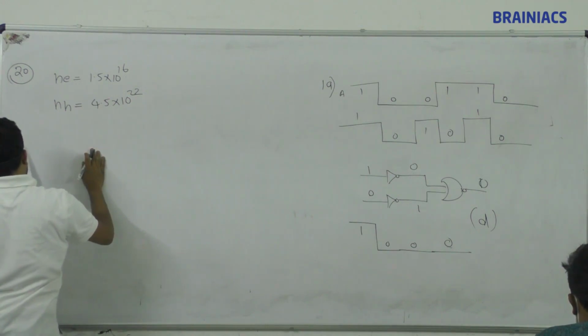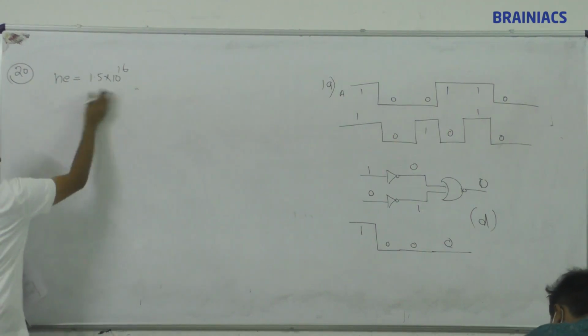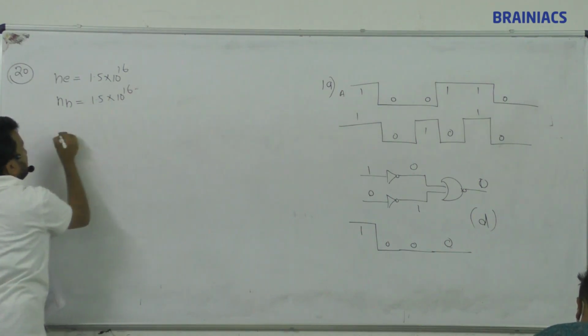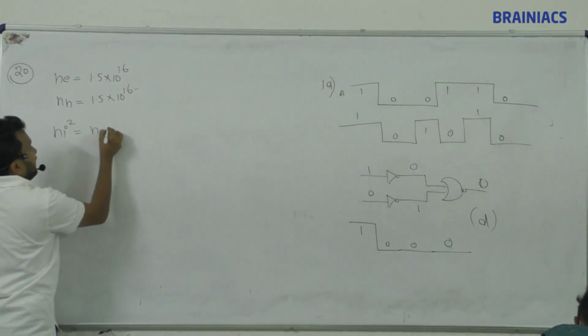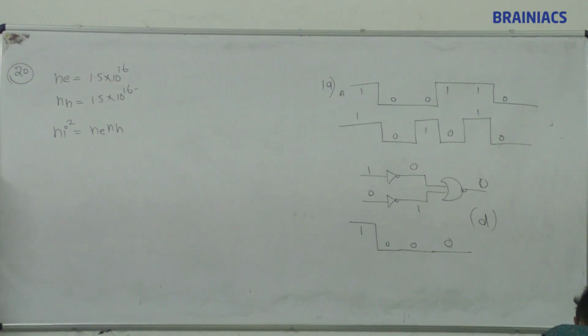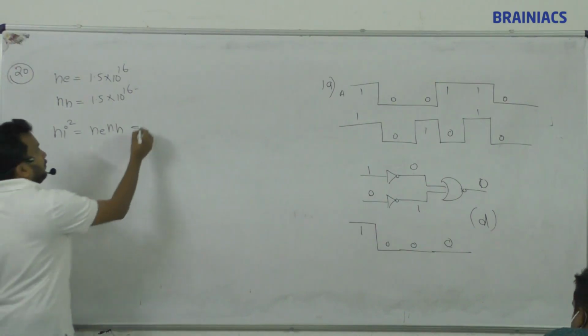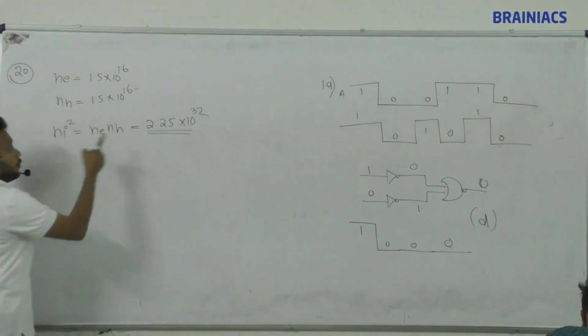The doped semiconductor is a P-type semiconductor, right? There we have to find the electron concentration. Initially, Ne and NH are the same, 1.5 into 10 power 16. Ni square in the first case is Ne into NH, the intrinsic concentration. Multiplying these two, 1.5 into 1.5 is 2.25 into 10 power of 32. This is the intrinsic Ni square value.